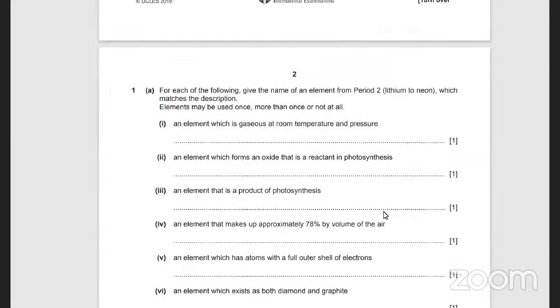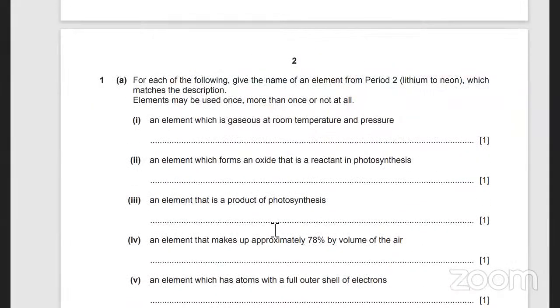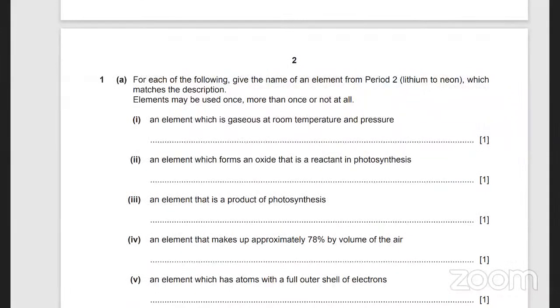अच्छा सर, this one. अच्छा, starting with the first question, ठीक है, this one.